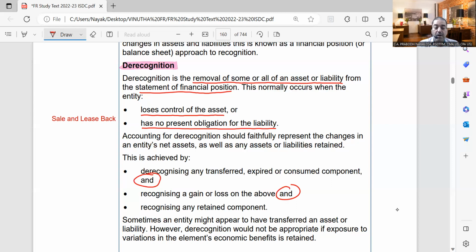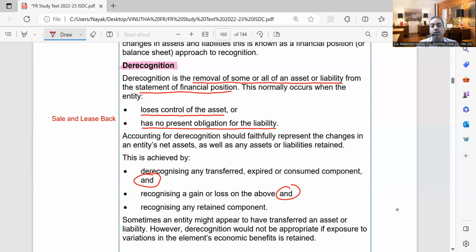Second, recognizing a gain or loss on the above. So suppose you are having a building having a carrying amount of $20,000. It has been sold for $18,000. So 2,000 loss has to be shown. Same way, a 20,000 asset has been sold for 25,000. So the 5,000 gain has to be shown in the financial statements. And recognizing any retained component, which means that suppose I have sold the machine, but a component of the machine has been kept back by the company because it's good, it can be used for another machinery. So then the component will be valued separately and recognized in the financial statements.